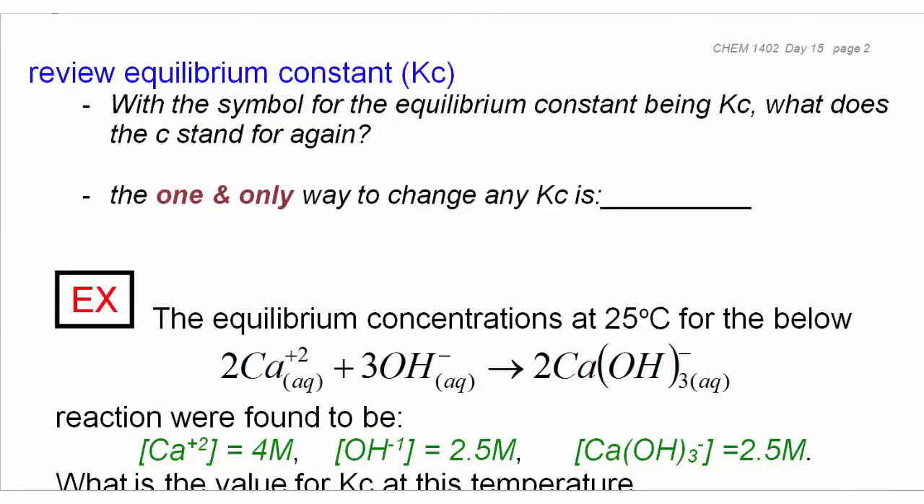So a little review. With the symbol for the equilibrium constant being Kc, what does the C stand for again? Do you remember? Concentration. The one and only way to change any Kc, remember Kc is just a number, right? You divide the products, their concentrations, by the reactants, and everything's raised to the stoichiometric powers. You leave out solids and liquids, you get a number, and that number is Kc. And the only way to change that number is temperature.